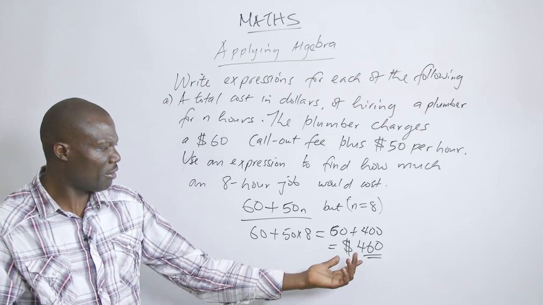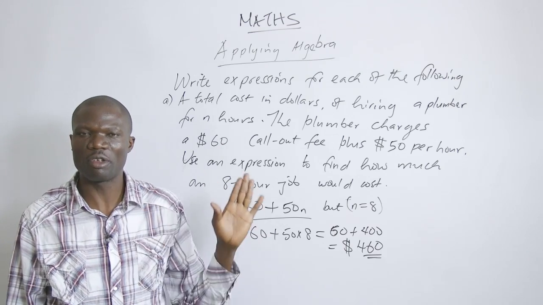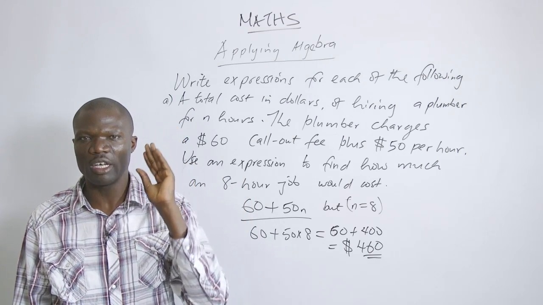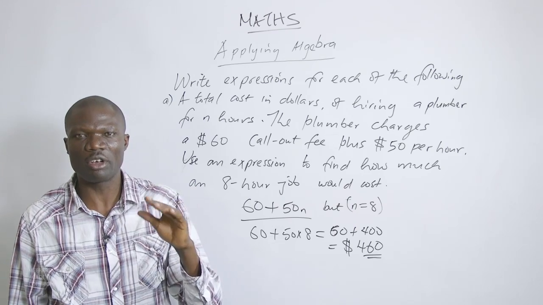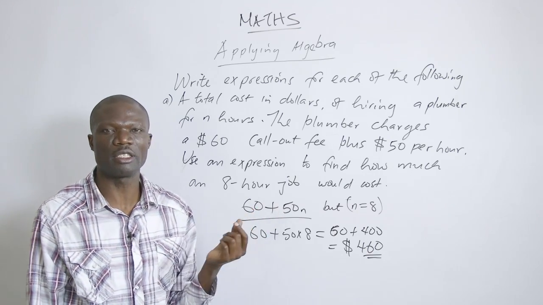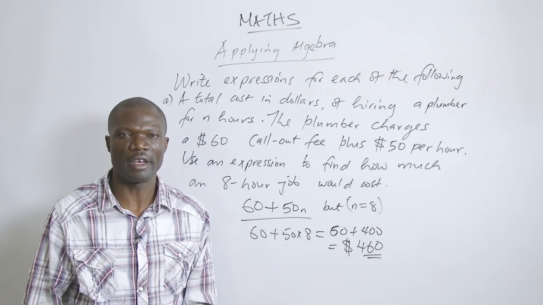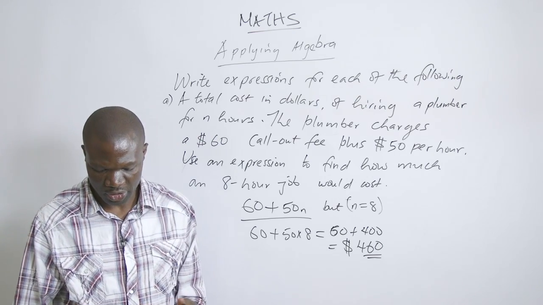So we have the $460 is the cost charged if the plumber would work for only 8 hours. But the general expression if a plumber was to work for n hours is 60 plus 50n. So we've been able to calculate the 8-hour job cost.